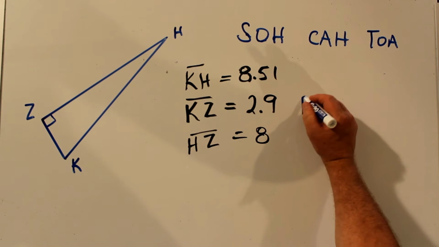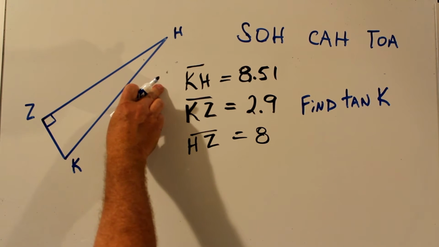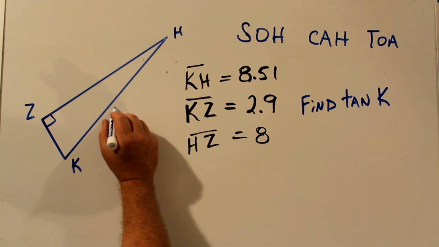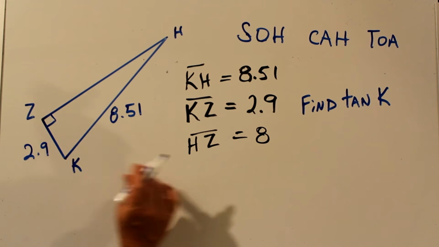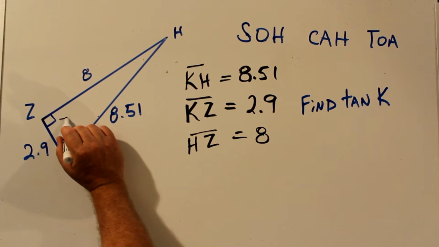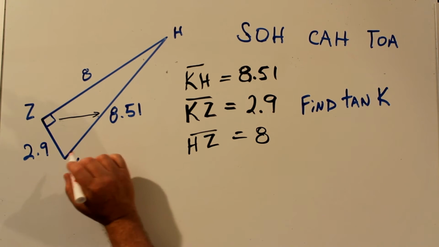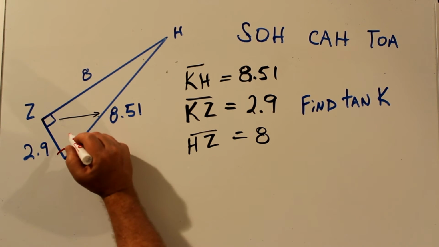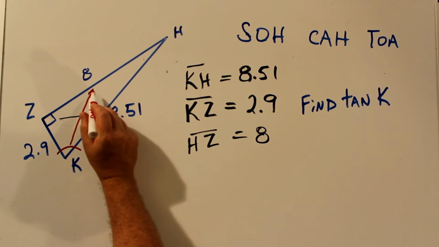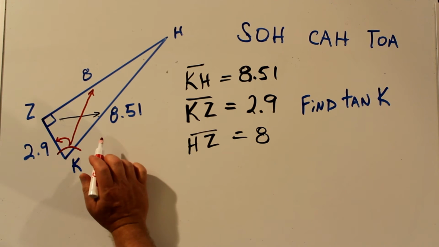And we're going to find the tangent of angle K. Let's write down the information that we know. Side KH is 8.51, side KZ is 2.9, and side HZ is 8. The side opposite the right angle is the hypotenuse, which we don't need for the tangent function. We're trying to find the tangent of angle K. The side opposite angle K is this one, 8, and adjacent is right here, 2.9. So let's set up our equation.